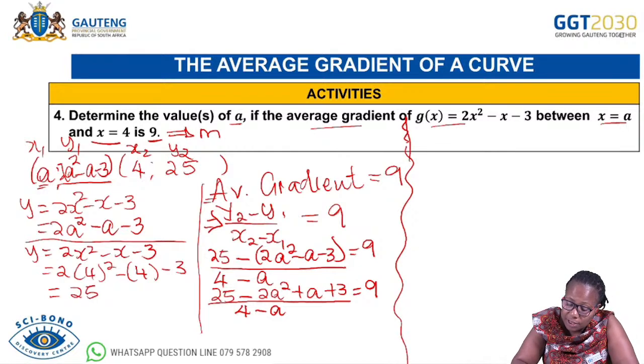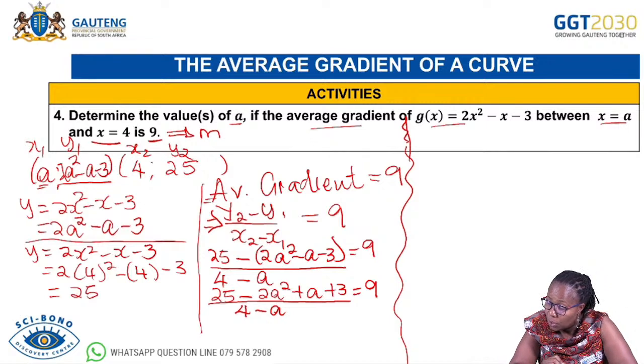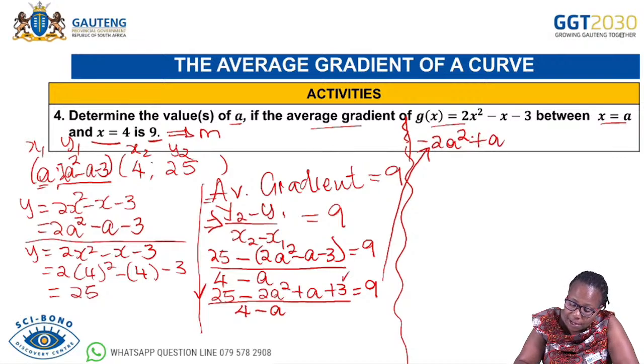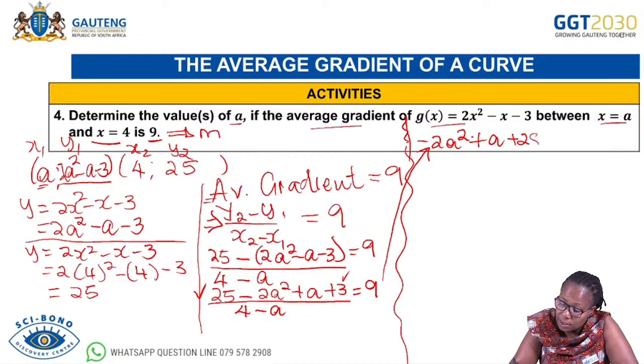So we are having, let's rearrange this in order now. We are having 2a squared minus 2a squared. So continuing on this side, minus 2a squared plus a. And then we have a 25 plus 3, which is plus 28, correct? And then over 4 minus a. And then this is equal to, remember what?